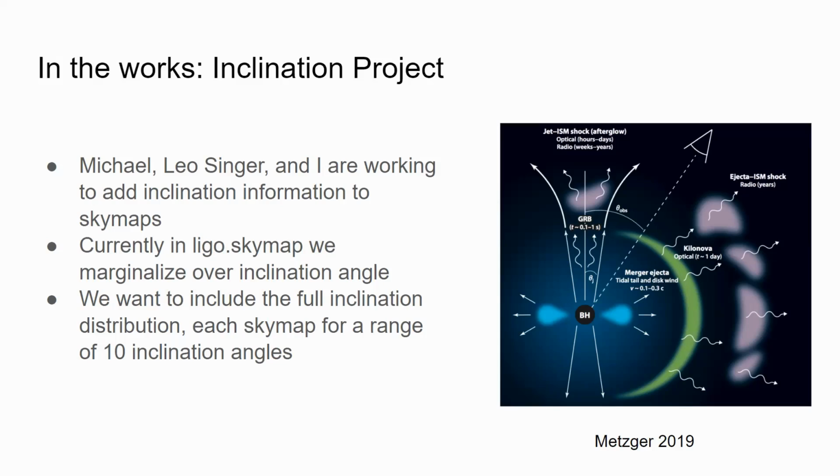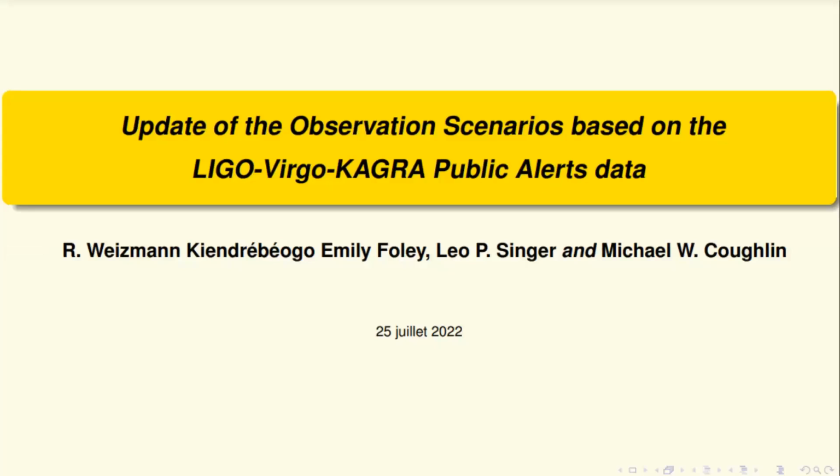We have a branch in the works to include the full inclination distribution to these sky maps so that for each sky map, we could actually have 10 different sky maps for a range of 10 inclination angles. We just make a simple grid over the cosine of the inclination angle, and we're trying to include that information so we could also report information about the inclination. And I'm going to hand it off to Emily, and she's going to get us started on the observing scenarios portion of this.